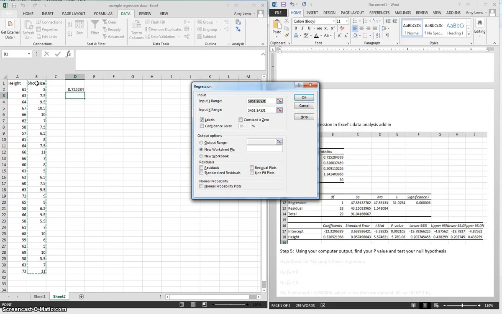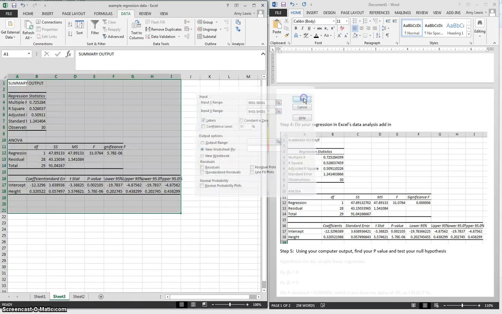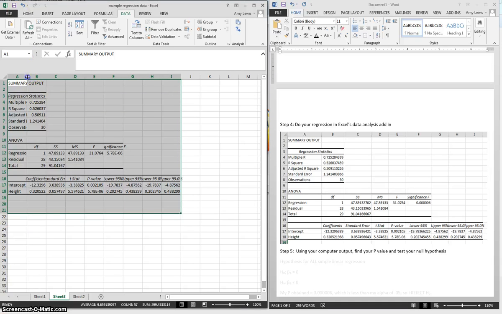It makes my output much nicer. And then for variable x, that's my height. I put that over there in A1 to A31. I tell it I have my labels. And then for this class, we're going to leave everything else blank and just say OK. And so that gave me my computer output.